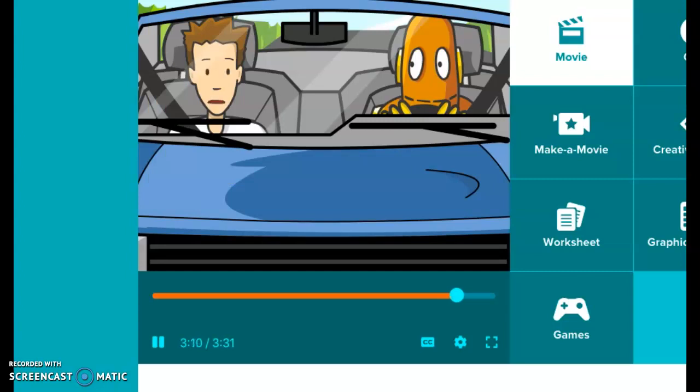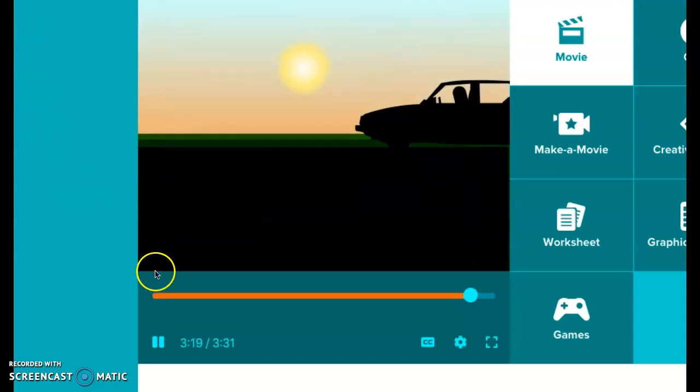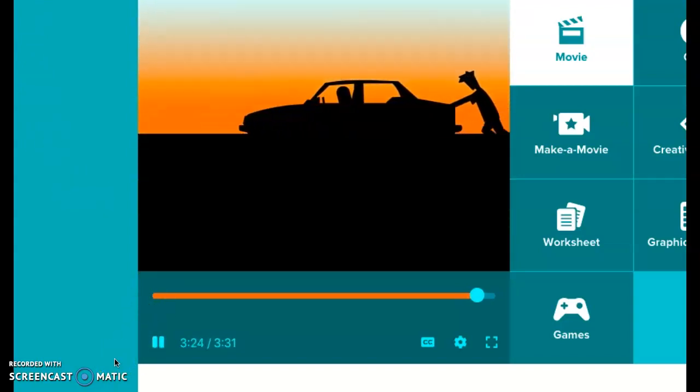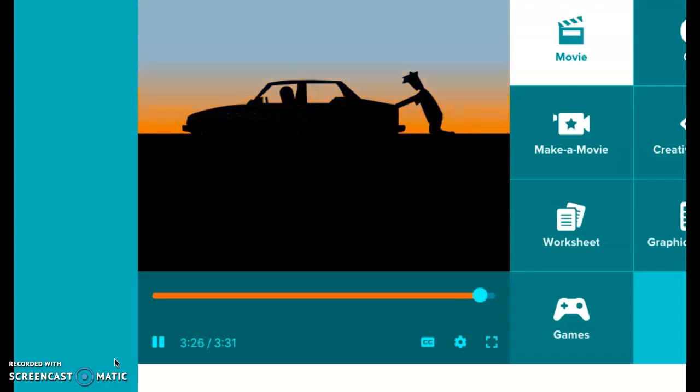So, aren't we going home now? Well, that's nice that you don't want to make any more pollution today, but we need to get home. Hey, I think it's your turn to push.